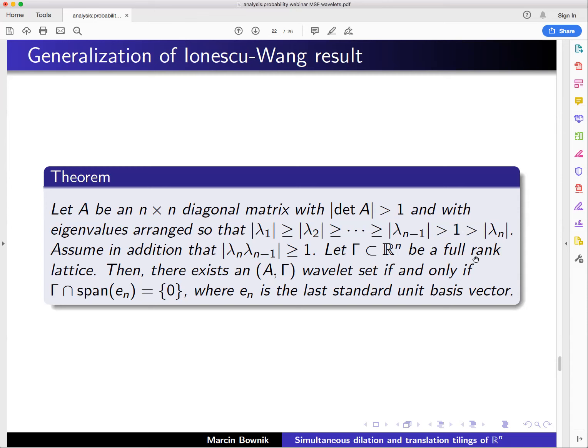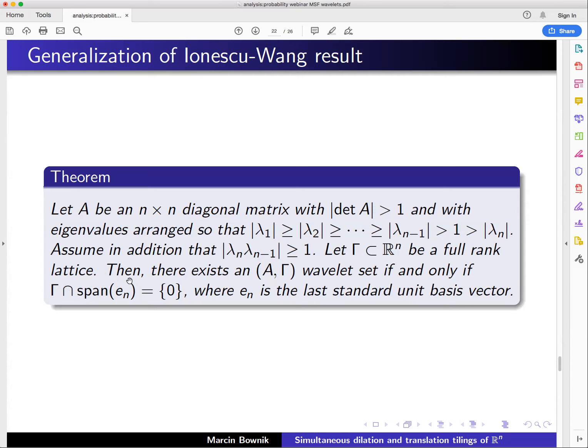So now if you take a full rank lattice, there exists a wavelet set if and only if this contracting space, En, because this is the eigenspace corresponding to this contracting eigenvalue lambda n, this eigenspace cannot meet your lattice. If it doesn't meet, then the wavelet set exists. If it meets, then it doesn't exist. So it's exactly the Lagarias-Wang result in dimension n equal 2. So that's essentially the best you can do, because this condition is really not sufficient.